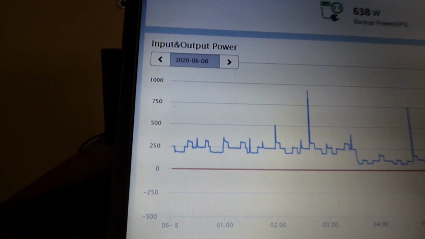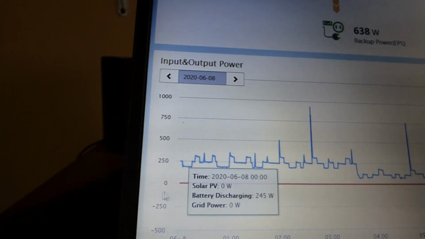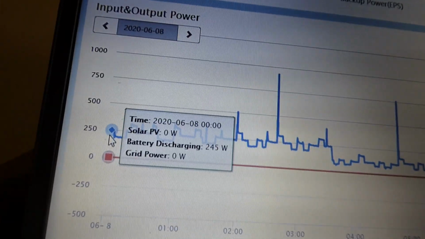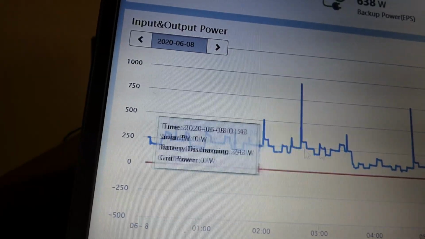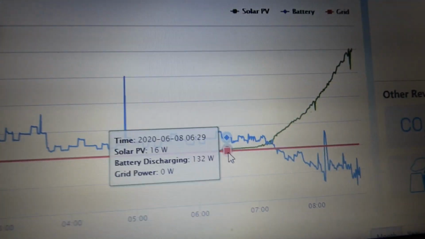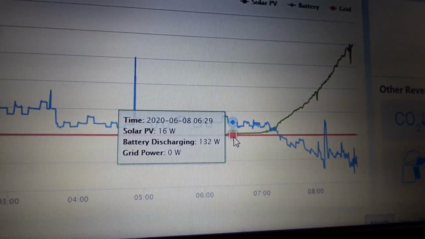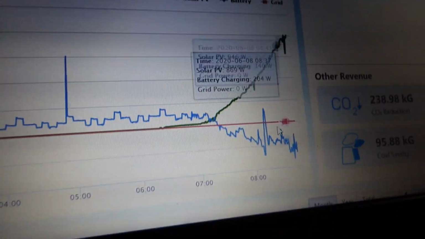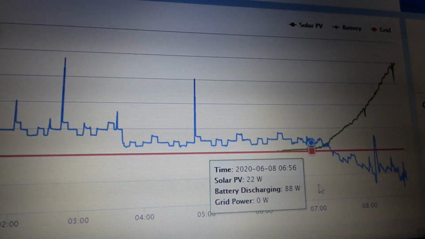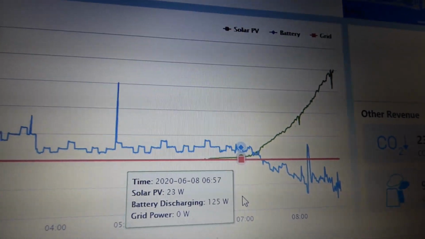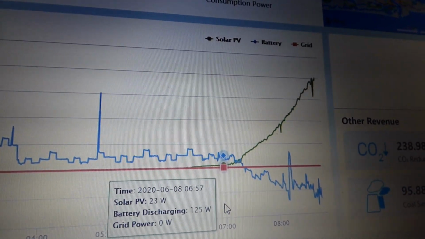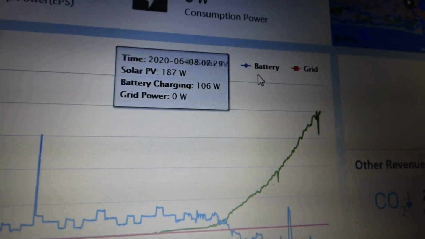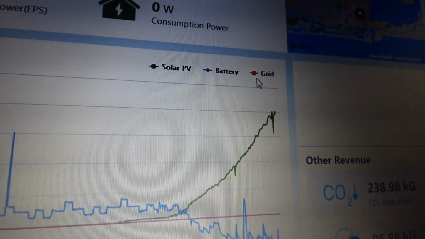Here shows what my consumption is since midnight. At midnight 00, I was consuming 245 watts. I was discharging the batteries, and that continues till somewhere around here, when it starts to produce solar. Then, as you could see, the chart goes in the opposite direction. As it goes up, it means my solar production exceeds my consumption. When the blue is higher, it indicates that I'm consuming from the battery and not producing anything from solar. And here is solar PV. On here it shows solar PV, battery in blue, and grid in red or purple, whatever you want that color to be.